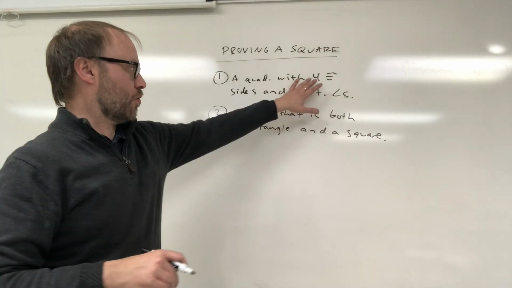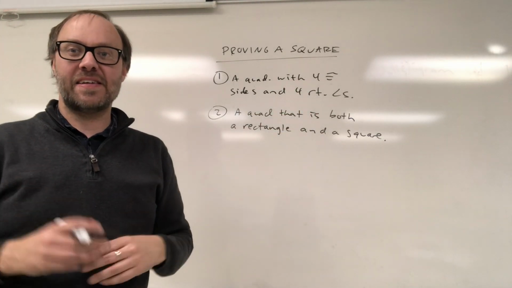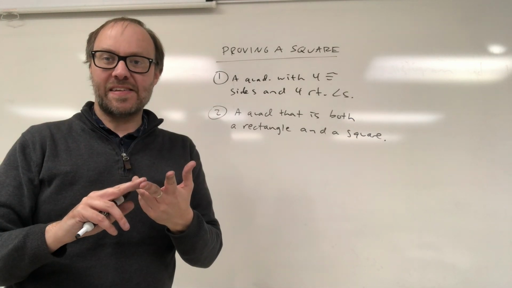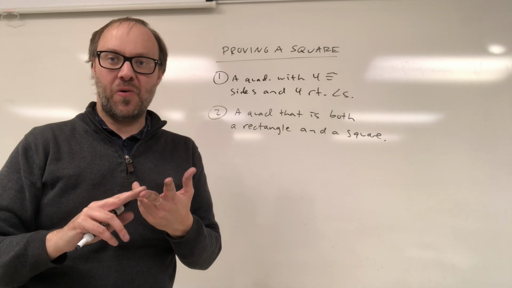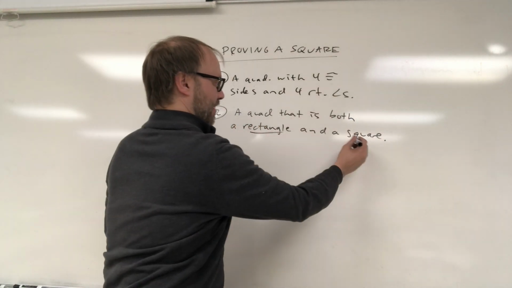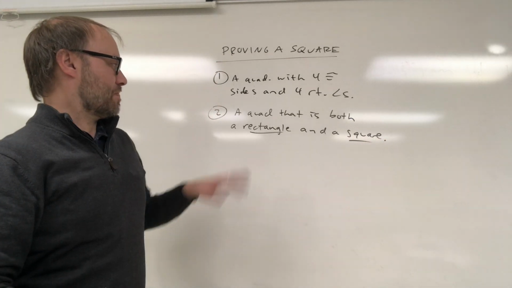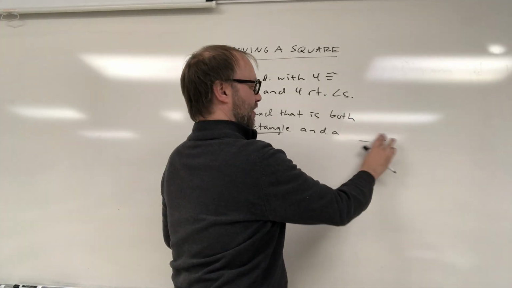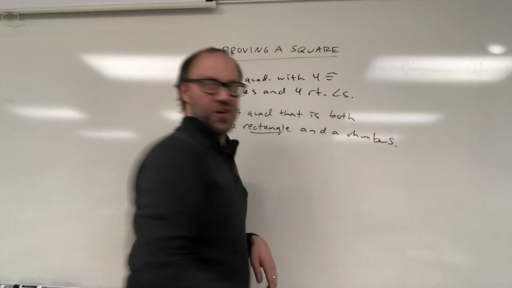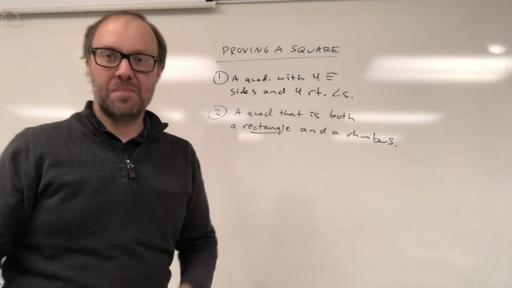Proving a square is super easy. You can just show it has four congruent sides and four right angles. Basic definition. With four right angles, it's a rectangle. With four congruent sides, it is a rhombus. So, you can also just show that it's a quadrilateral that's both a rectangle and a rhombus. If you can show those two things, you know you have a square.